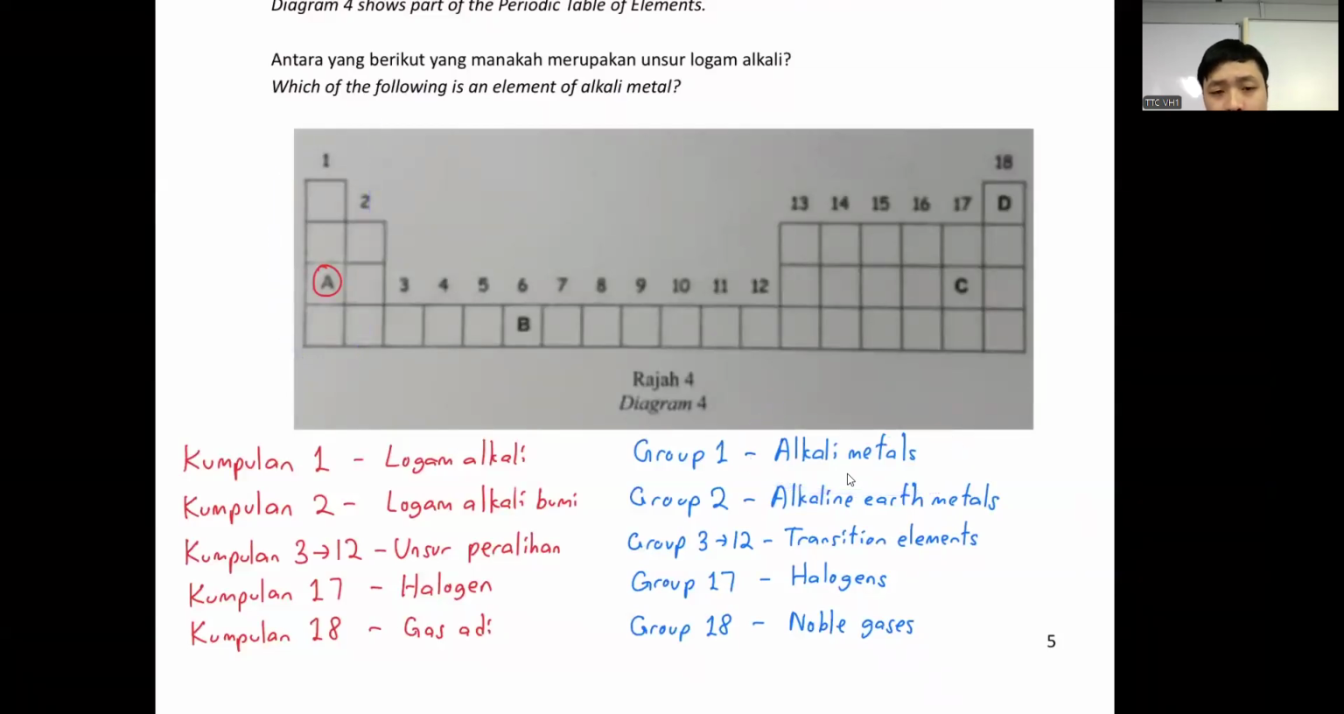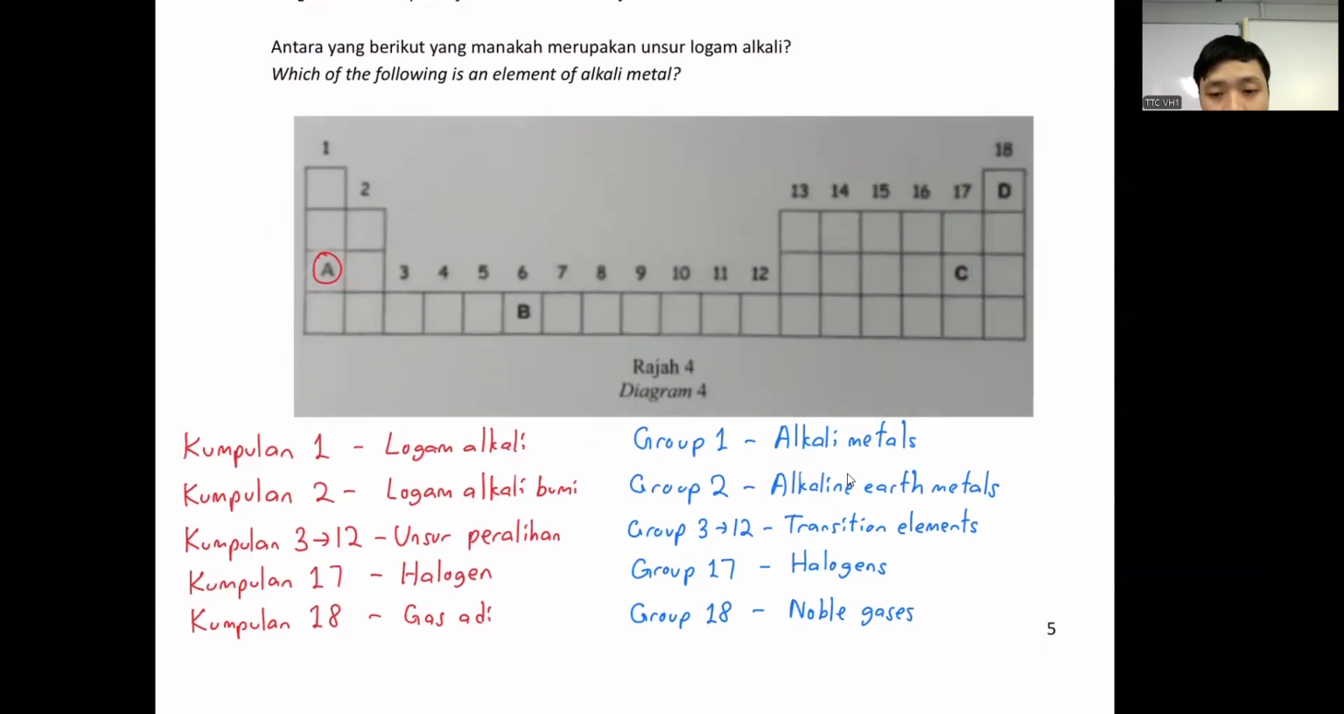Okay. And then this is transition elements. I wrote all the names here in case you still don't know. Group 17 is called halogen. 18 is called noble gas, just now. Group 2 we don't learn in our syllabus, but just in case you want to know, it's alkaline earth metal.